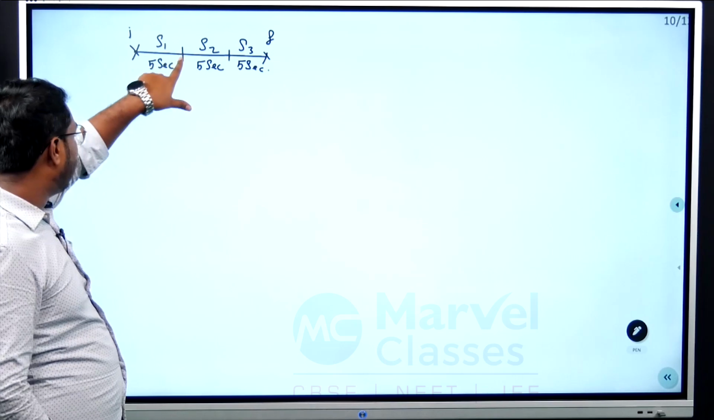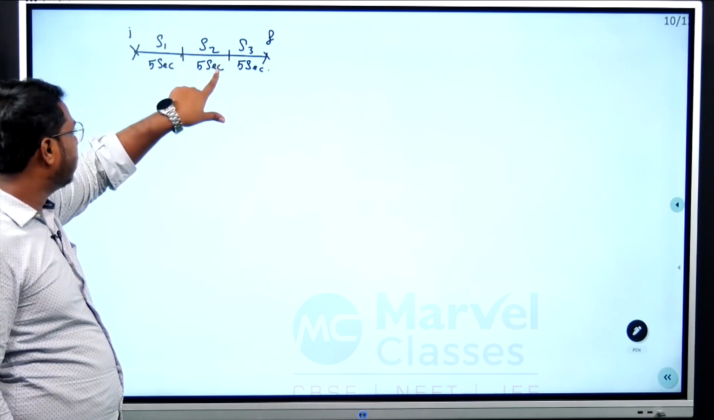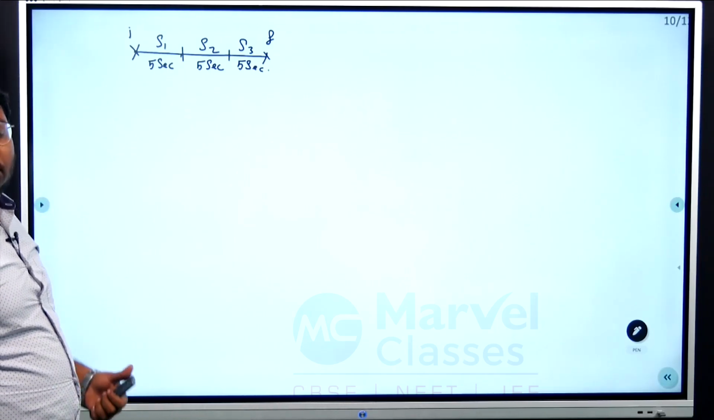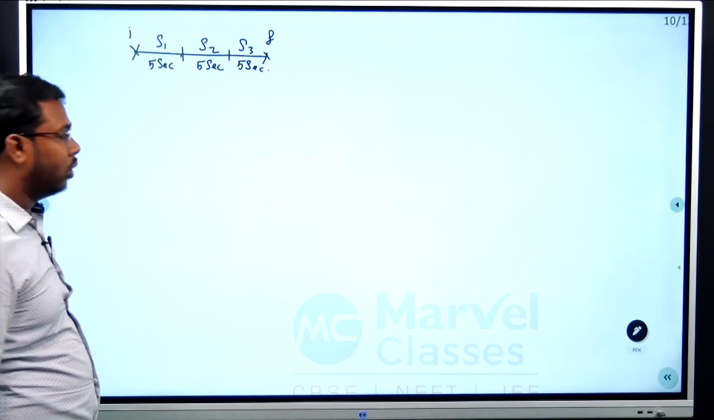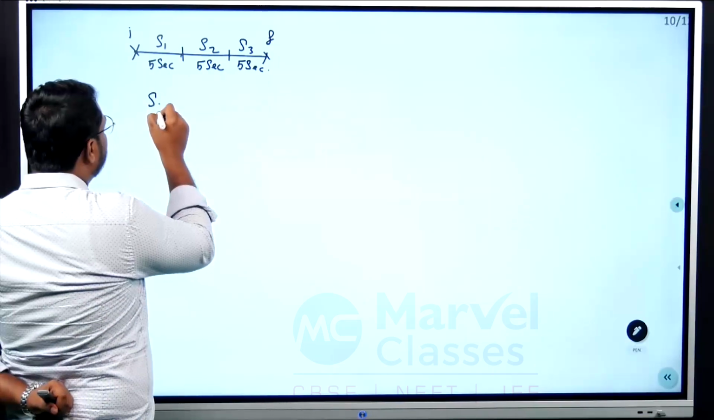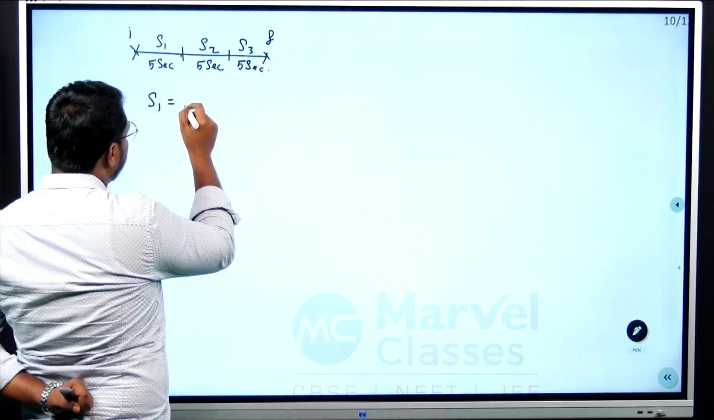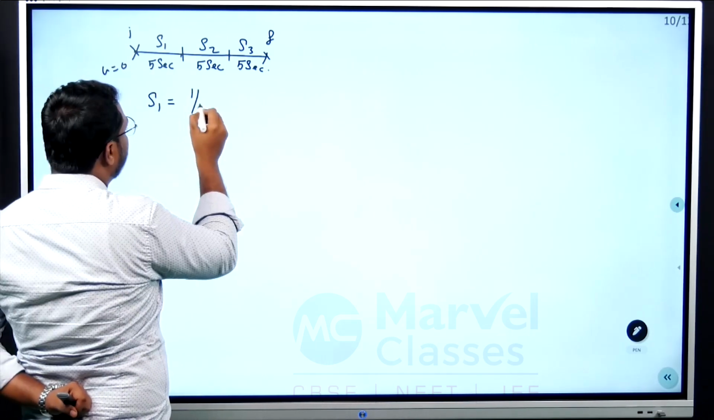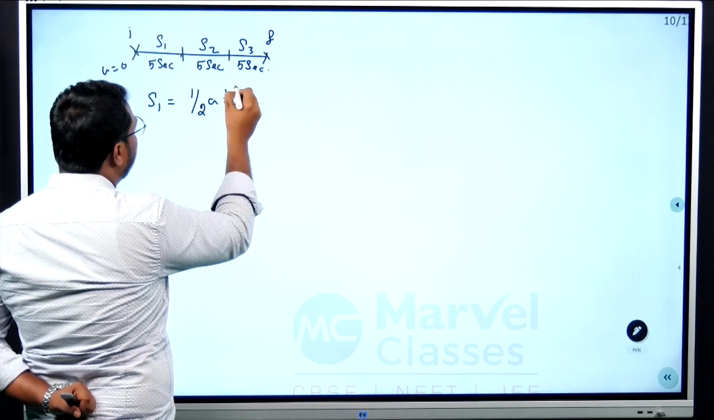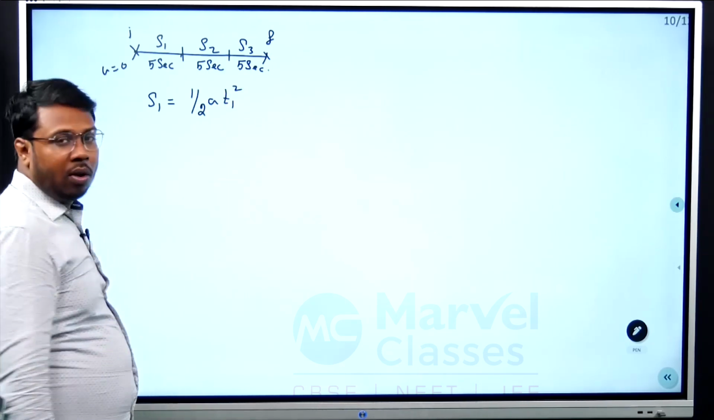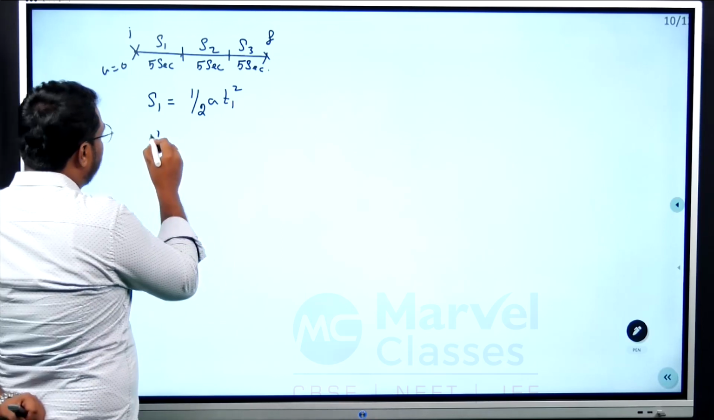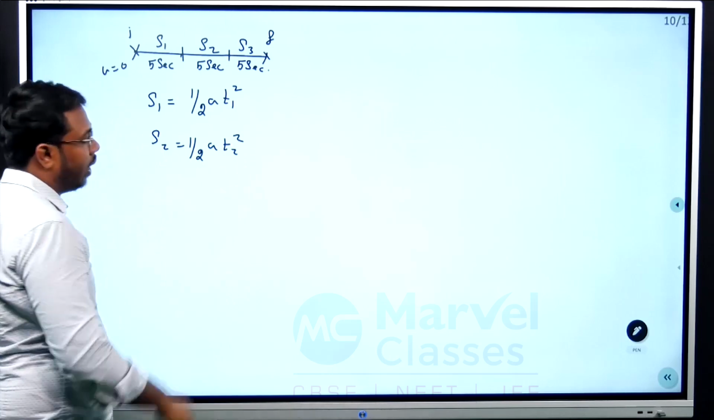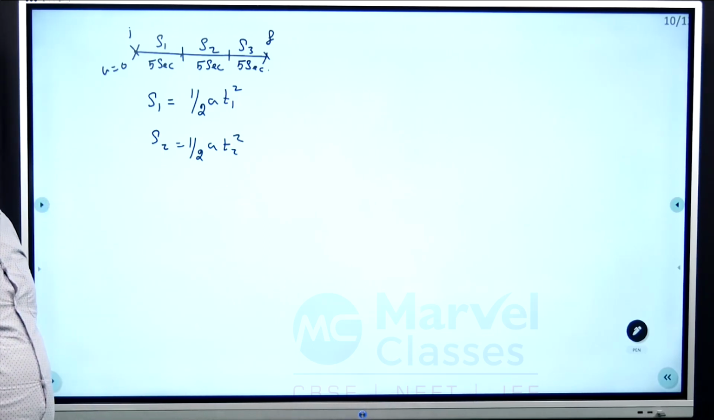S1 is the distance covered in the first 5 seconds, S2 is the distance covered in the second, S3 in the third. But if you try to frame the equation for this, let's consider that my initial velocity is 0. S1 is equal to 1 by 2 into A into T1 squared. Then S2 is equal to 1 by 2 into A into T2 squared. This is what they write. But that is wrong. Why?